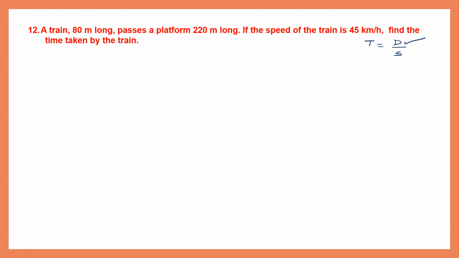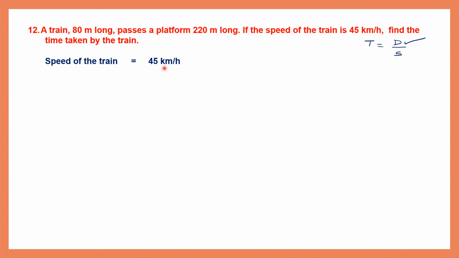Is distance given in the question? Distance is not given, but the length of the train and the length of the platform is given. Is speed given? Yes, speed is given to us. Now we have to find the time. That means we need to find the distance. And we have learned that when a train passes a platform, the distance covered will be the length of the train plus the length of the platform. So keeping that in mind, let's work out this problem. So let's begin by writing what is given to us. The speed of the train is given to us, 45 kilometers per hour. Now you need to be very careful when you look at the units.